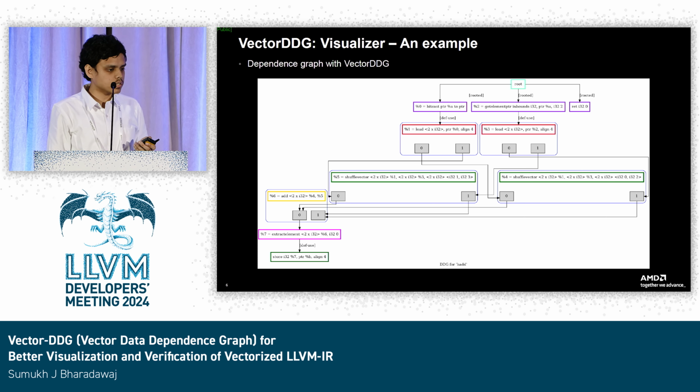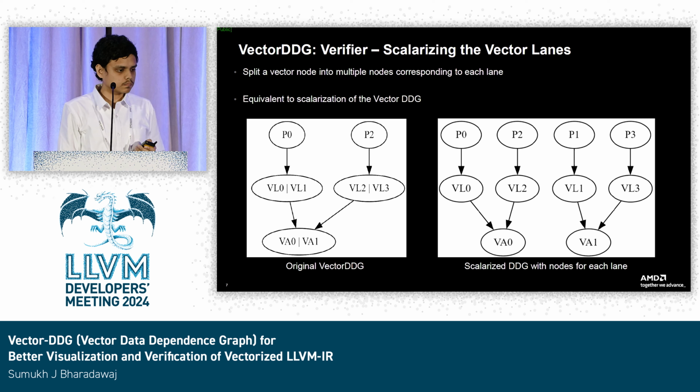In addition to this, we also plan to remove the glue instructions such as the shuffle instruction, which add no logical dependence to the program logic and make the graph even simpler and further reduce the complexity of the graph. Now, that was the visualizer part.